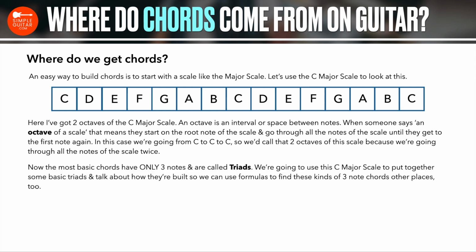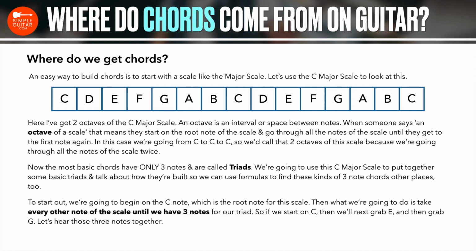All right, so the most basic chords have only three notes and are called triads. We're going to use this C major scale to put together some basic triads and talk about how they're built so we can use formulas to find these kinds of three-note chords in other places too. To start out though, we're going to begin with the C note, which is the root note for this scale. Then to build this chord, we're going to take every other note of the scale until we have three notes for our triad. So if we start on C, then we'll next grab E and then grab G, right?